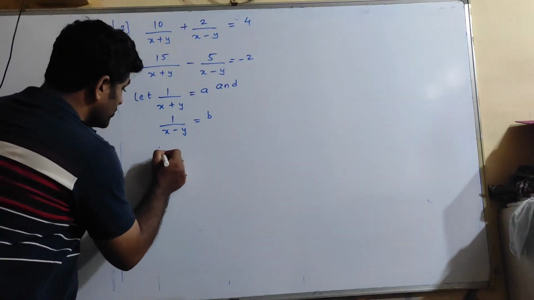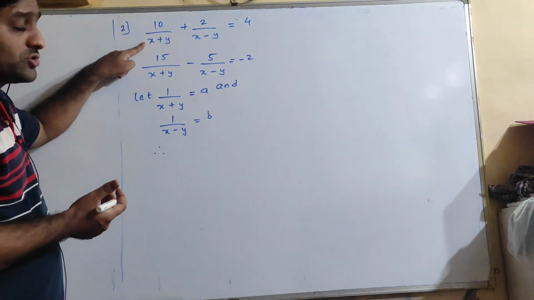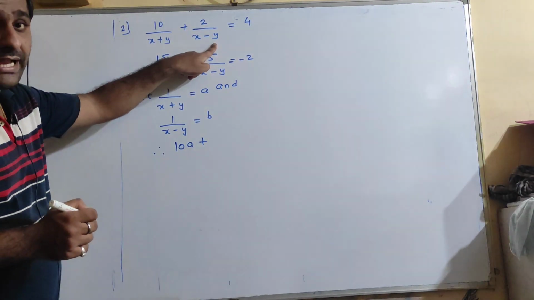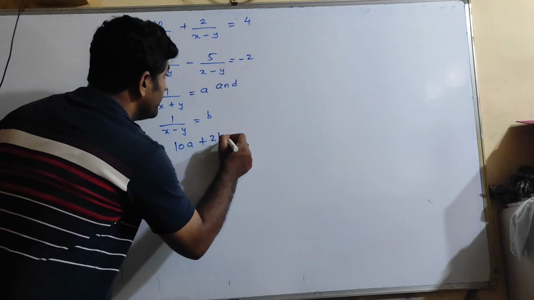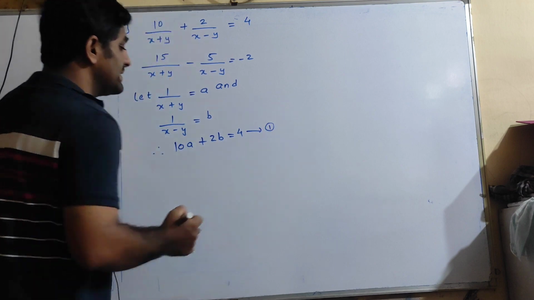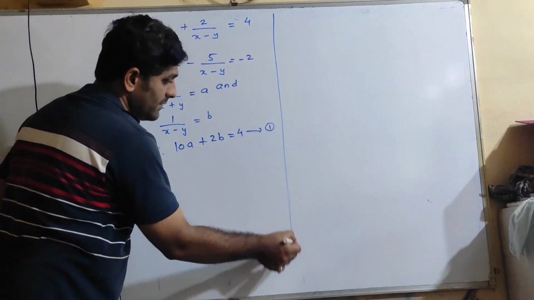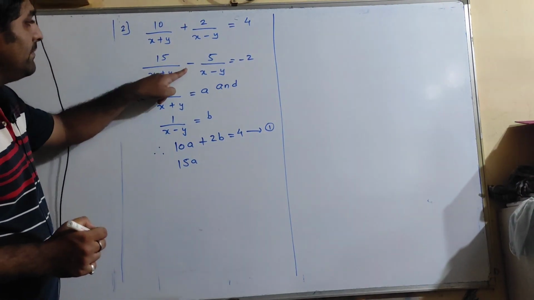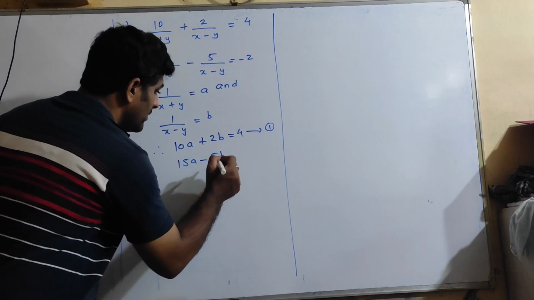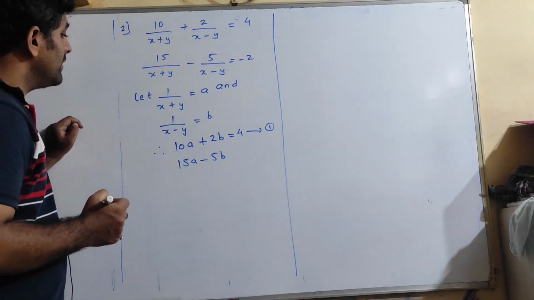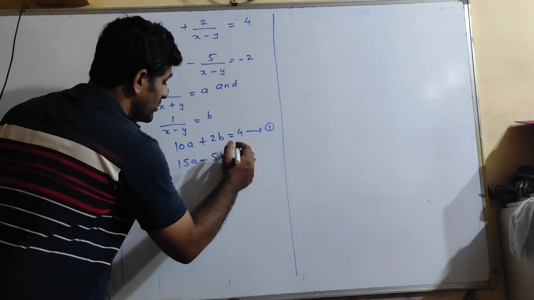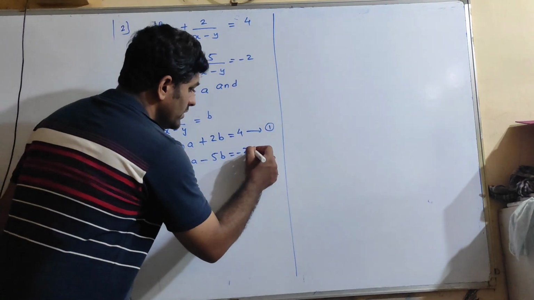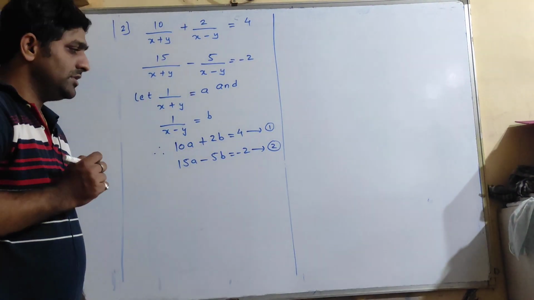So as I told you, we will start with an assumption. So let us substitute now. This will become 10 upon x plus y, so it will become 10a, plus 2 upon x minus y. This will become 2b, and that is equal to 4. Let's take this as equation number 1. Correct, students? Similarly, 15a, correct, minus 5b, correct, and that is equal to minus 2. Okay, students? So let's take this as equation number 2.